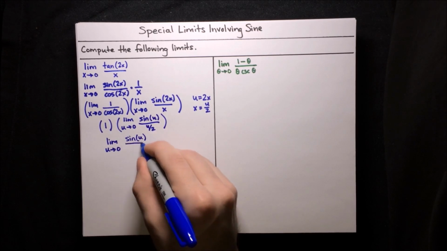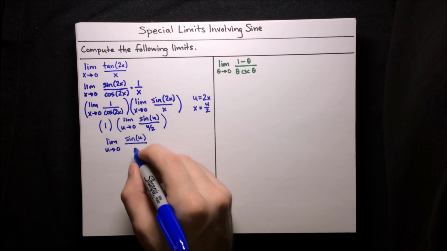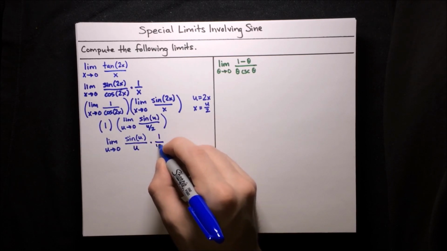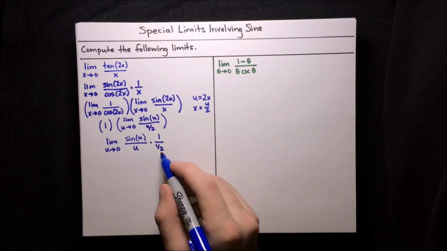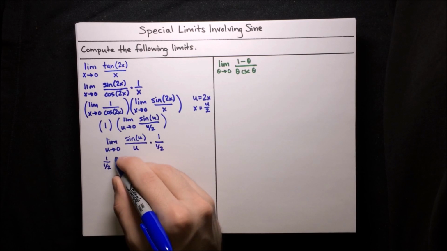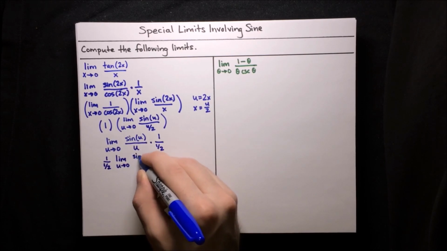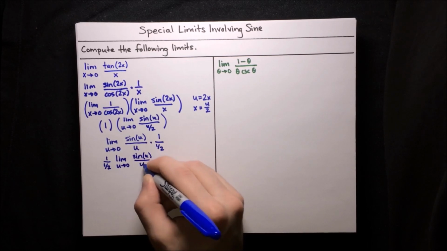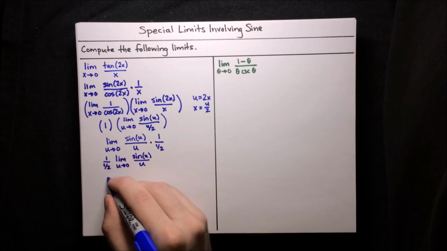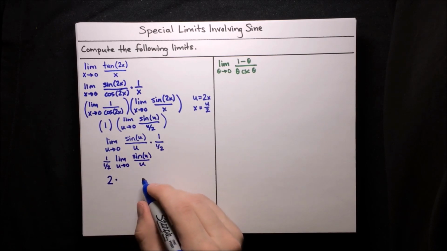But this u over 2 in the bottom, we want to get that to just u. So we'll go ahead and factor that over a half out of the bottom. So we'll just have u and then times 1 over 1/2. We'll move that constant out, 1 over 1/2 in front of the limit. 1 over 1/2 times the limit as u approaches 0 of sine of u over u. Now 1 over 1/2 is just the reciprocal of a half, which is 2. So this is 2 times the limit as u approaches 0 of sine of u over u.